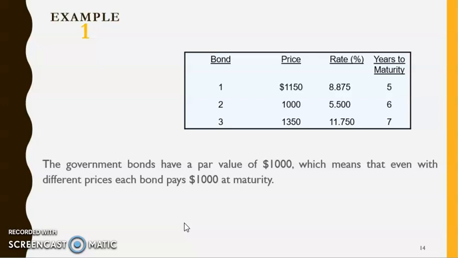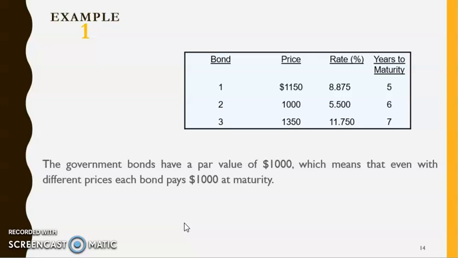Okay, government bonds have a par value of $1,000. That is the value that is considered at the time of issuing the bond, not the market value that changes according to the interest rate. Which means that even with different prices, each bond pays $1,000 at maturity. That's the point that I'm talking about.